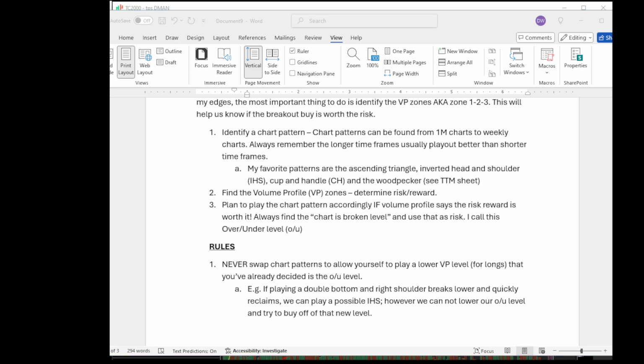Okay, I think this is good so far. All right. So rule number one, check. Now rule number two. What are some other rules, guys? You guys help me out here. What are some other rules? Again, it's just dealing with chart patterns.